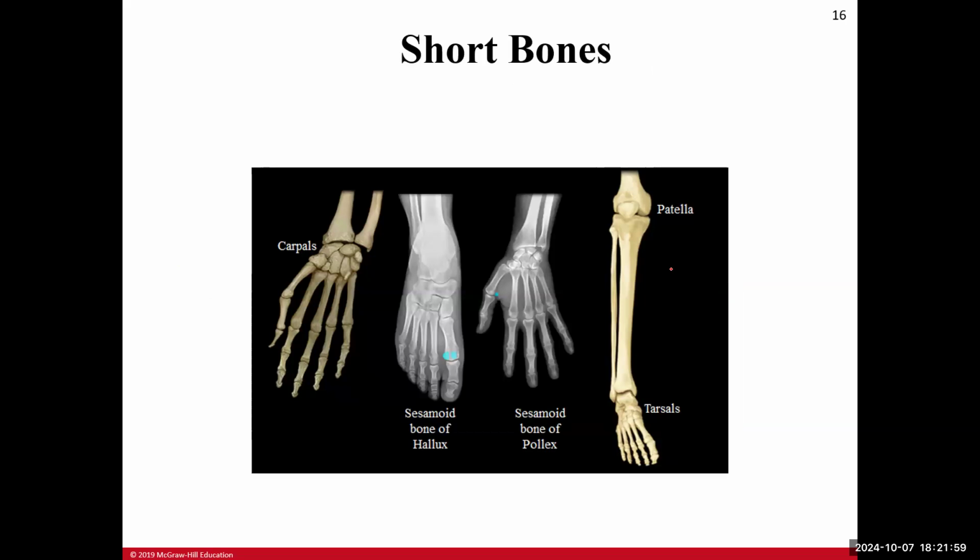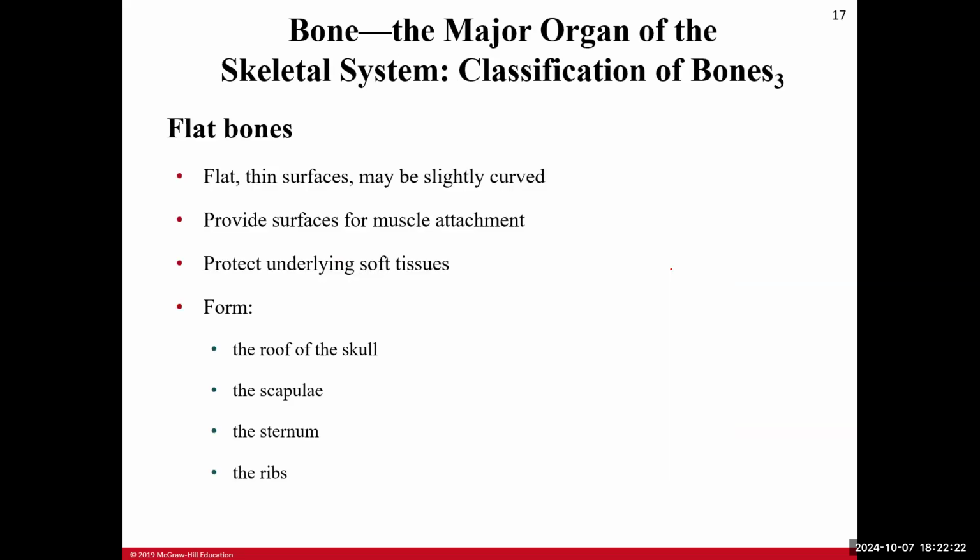What's a sesamoid bone? It's a bone that resides in a tendon. Like your kneecap, the patella, that's a sesamoid bone because it is in your quadriceps tendon. You have sesamoid bones down by the base of your thumb, and you also have sesamoid bones down by the base of your big toe. They're just bones that sit and reside in tendons.